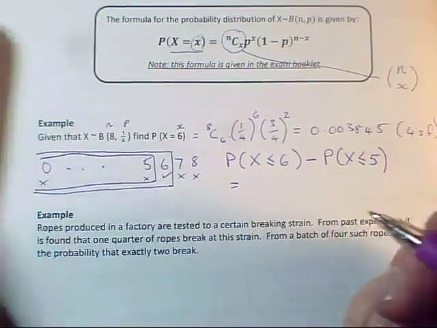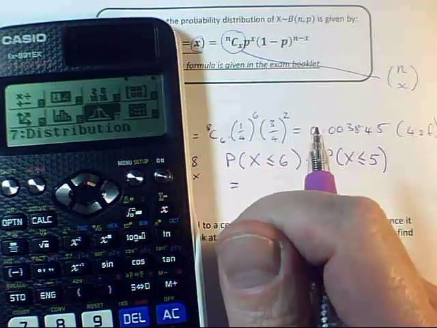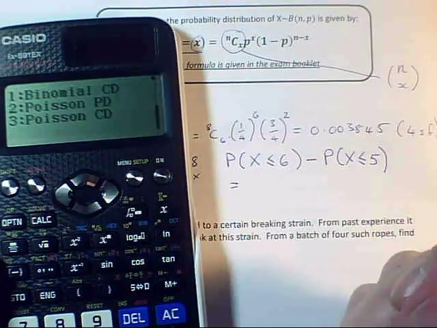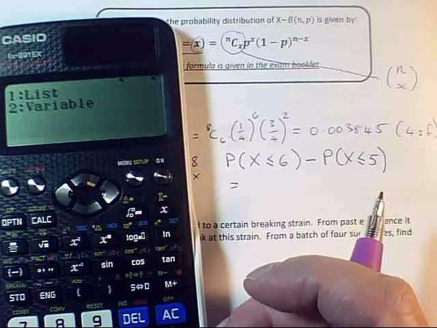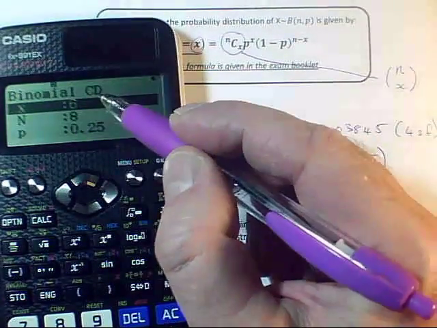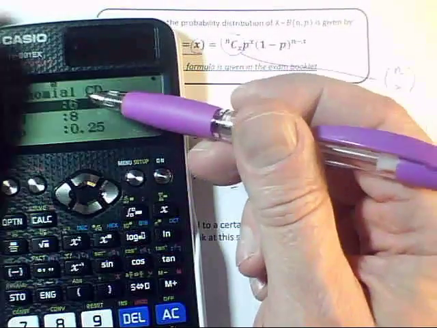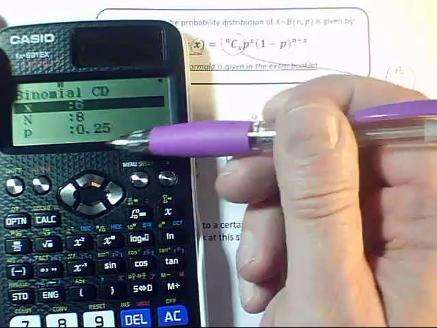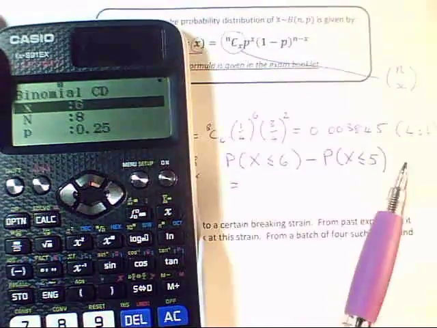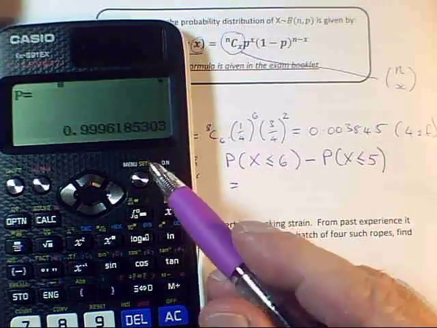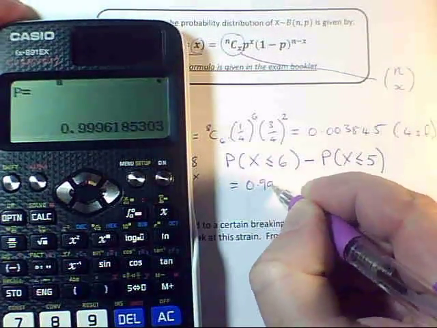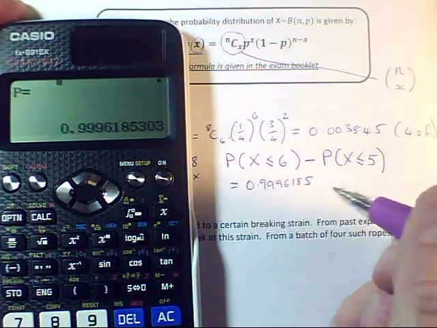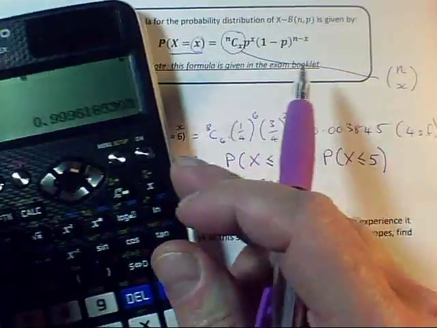And now in binomial CD, I'm going to do 7, and now I need to find the next page, which is binomial CD 2. It does say binomial CD at the top, but otherwise you can see this looks just exactly the same as binomial PD did, and in fact it's got the same values in, and I do want that value 6. So when I now press equals, I get this number, 0.9996185. Okay, that's the probability of all outcomes up to and including the 6. So I'm certainly not done yet.